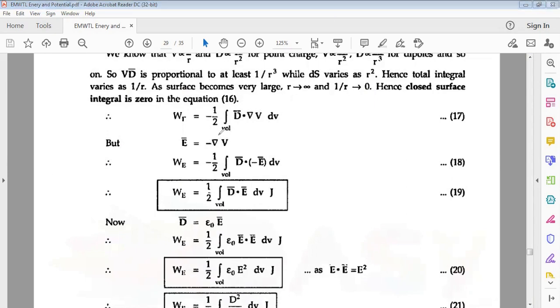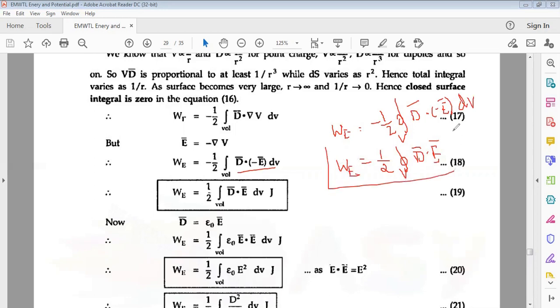We know the gradient of V: in the previous class, we saw that del V is equal to minus E bar, or E bar is equal to minus del V. Substitute here: D bar dot E bar. So W is equal to minus 1 by 2, the volume integral of D bar dot minus E bar into dv. Minus into minus becomes plus, so 1 by 2 the volume integral of D bar dot E bar dv Joules is the work done.